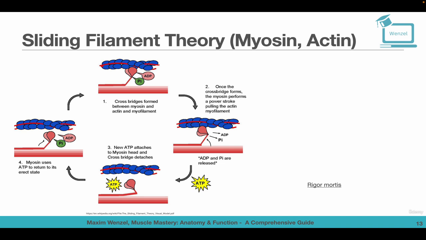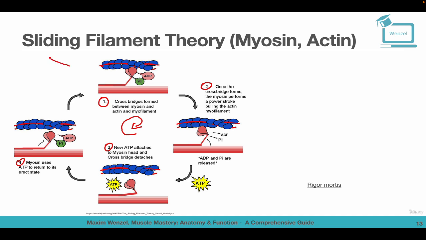First we have four parts, and this is a cycle. At first we will start here at this phase. We will have the cross bridges formed between myosin and actin. And muscle contraction initiates with the release of calcium ions from the sarcoplasmic reticulum in response to an action potential.